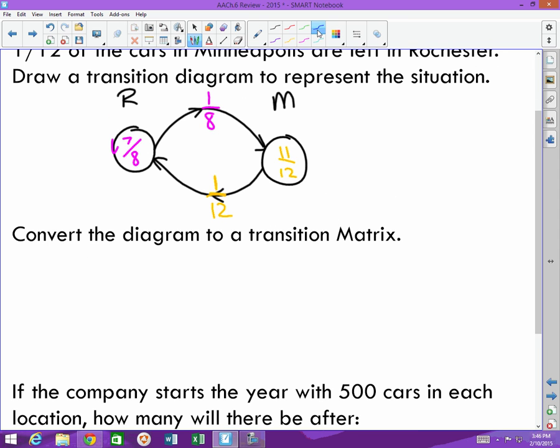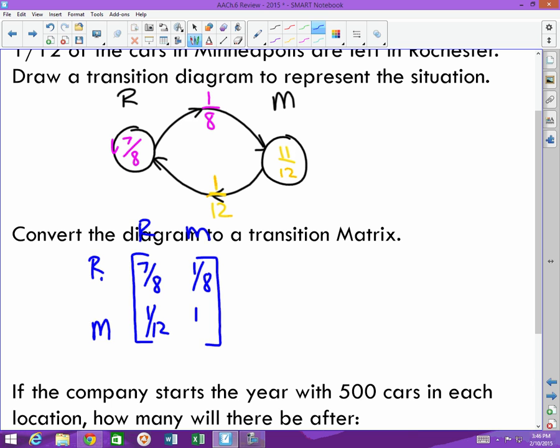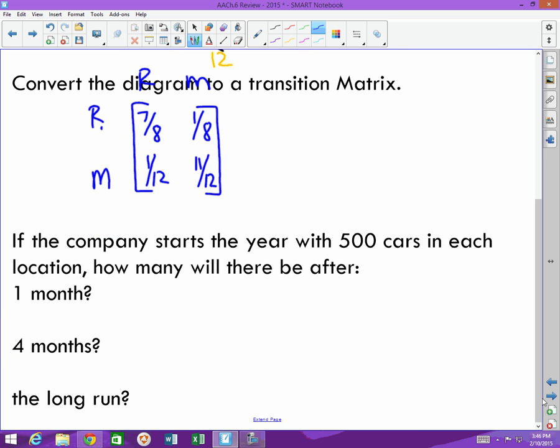Now then it asks you to put those into a matrix. So we make a 2x2 matrix. Rochester, Minneapolis. And the ones that are in Rochester that are staying would be 7/8 and 1/8 are leaving. And 1/12 are going from Minneapolis to Rochester, and 11/12 are going from Minneapolis and staying there. All right, so there's your transition matrix.